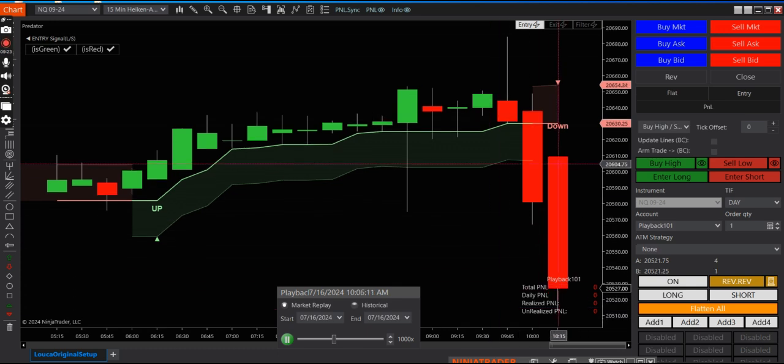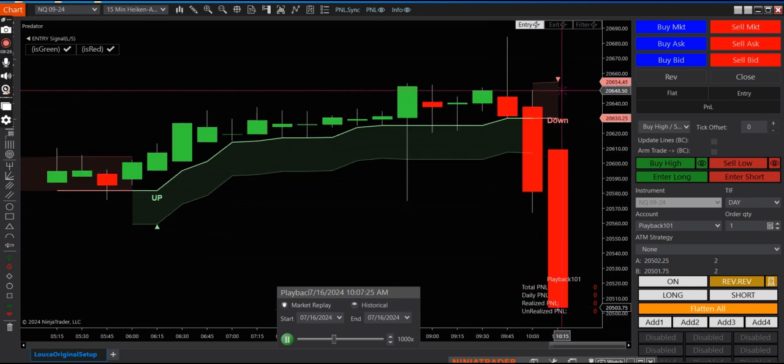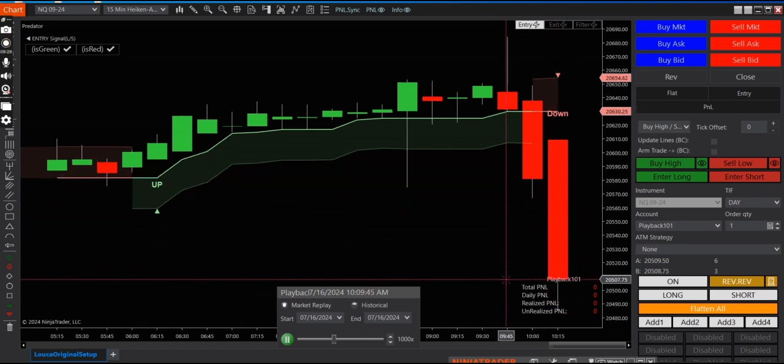So I have this signal candle, right? With this, I guess it's waiting for this candle to close before entering a trade.